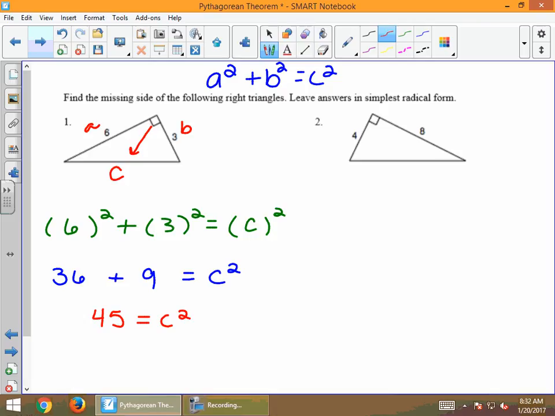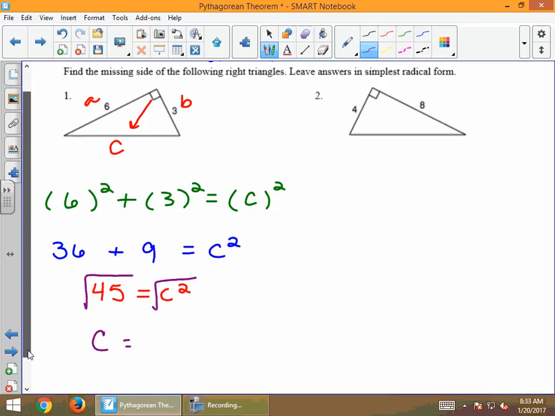So to get rid of that square, all you have to do is the opposite. The opposite of squaring is square rooting. When we square root both sides, the C squared just becomes a C because I got rid of that exponent. And we're just left with the square root of 45. Because 45 is not a perfect square, if you plug that in your calculator, it's going to give you a long, ugly decimal. Sometimes you can just round and leave it as a decimal. In this instance, we want to leave it as the directions say, in simplest radical form.